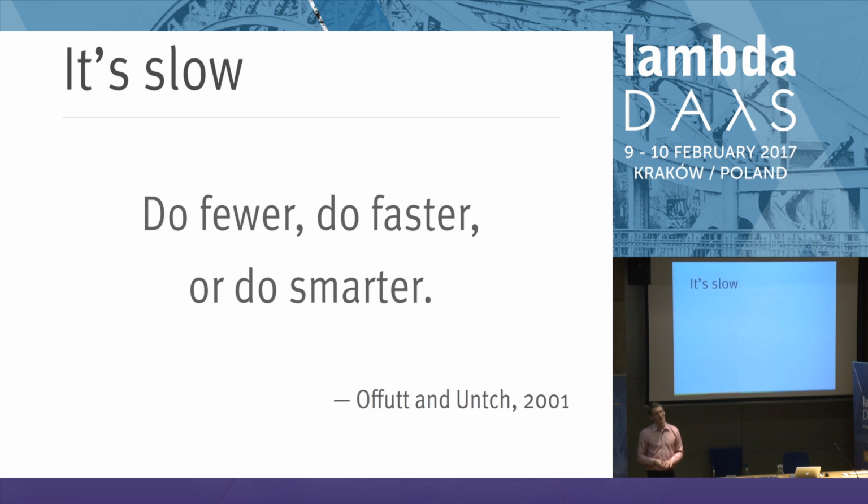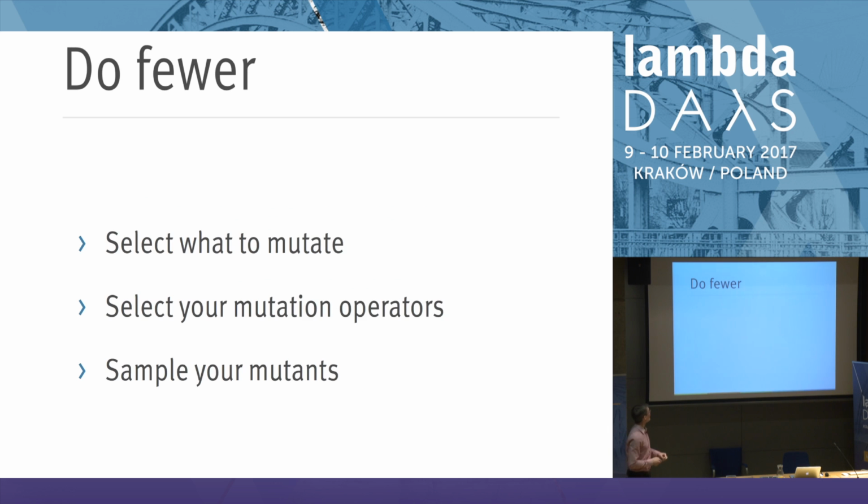First of all, it's slow. It's forbiddingly slow. Authors of a paper from 2001 discussed 3 main solutions to the problem of high CPU cost of mutation testing. Smarter, faster, and fewer. Fewer, faster, and smarter. Let's talk about those 3 approaches one after another.